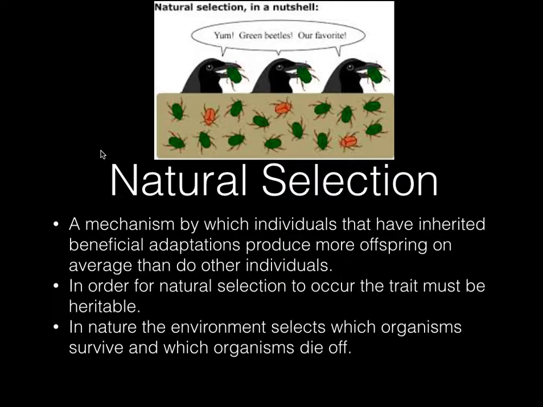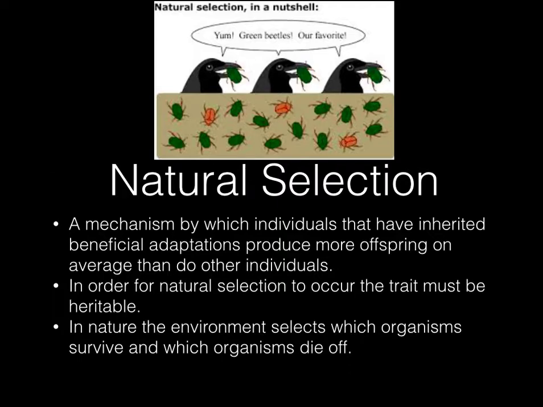So in order for natural selection to occur, the trait must be heritable. So it must be a heritable trait. It must be involved with a genetic disposition. In nature, the environment selects which organisms survive and which organisms die off. So these organisms that are more adept at living in their environment are going to survive over the organisms that aren't as fit to live in their environment.